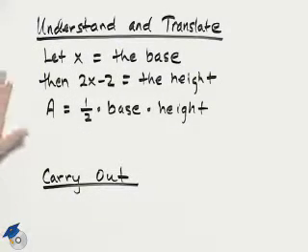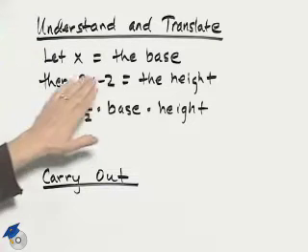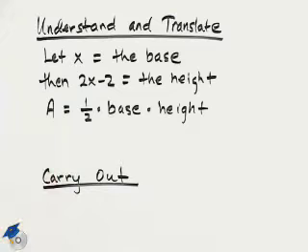The first step in this problem is to understand and translate. I'm going to let x equal the base. Therefore, 2x minus 2 is equal to the height.